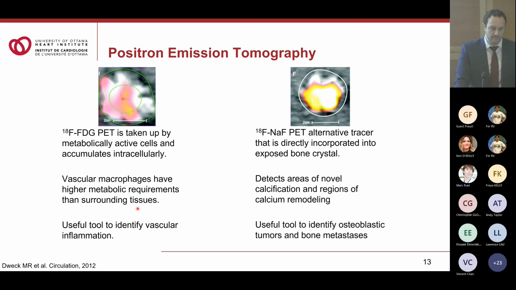And it's a useful tool for vascular inflammation in this context. Now, another tracer that's been available for many years is sodium fluoride. Essentially, that tracer detects areas of novel calcification, so regions where calcium is either being remodeled or deposited. It's useful clinically for osteoblastic tumors and bone metastases, but it's also been studied for aortic valve calcification.